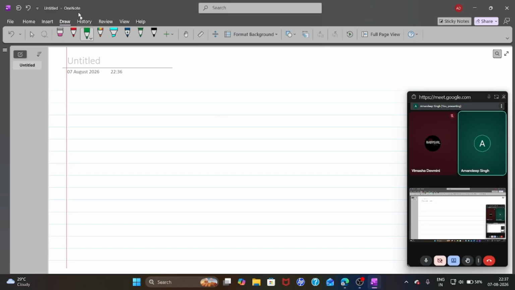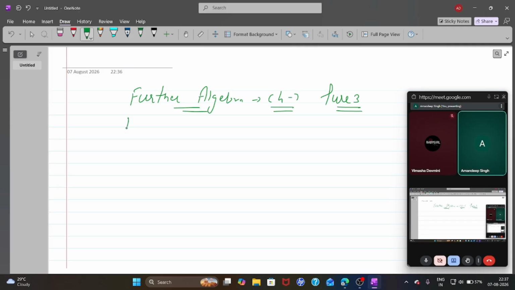Okay. So the name of the topic is further algebra. It is chapter number 7 of the Pure 3 book. So first of all, before beginning the chapter, I will tell you the weightage of this chapter in the P3 paper. The weightage of this chapter is 10 marks.